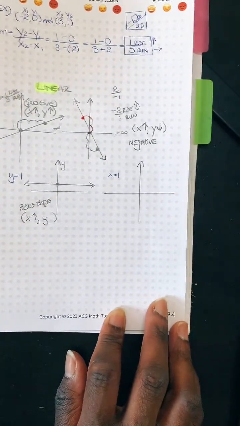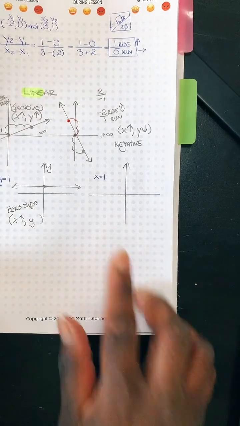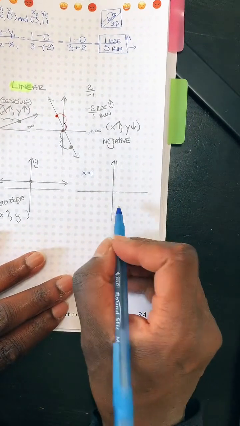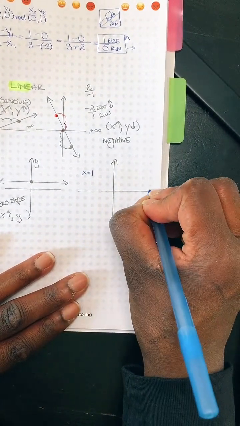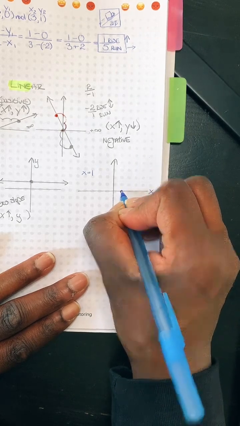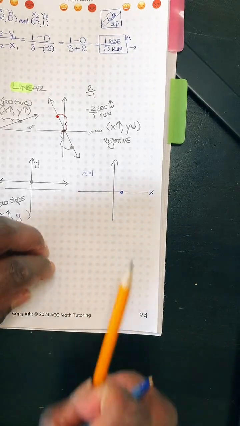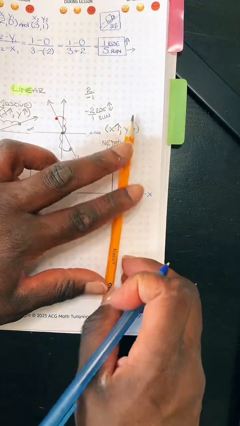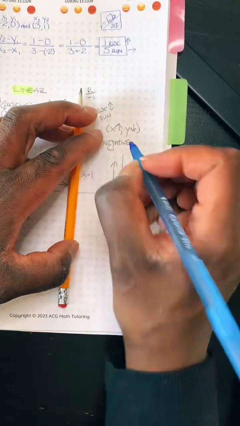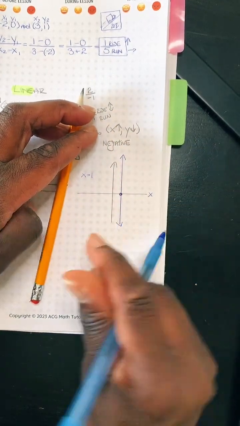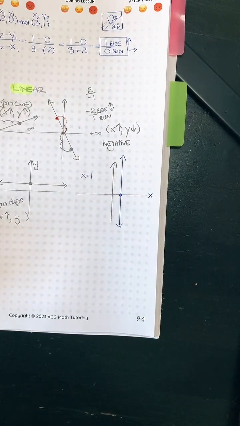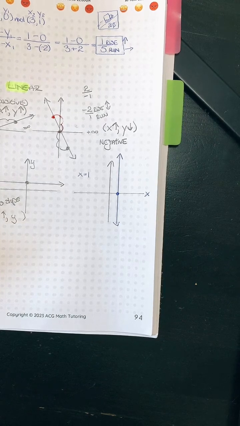All right. So now the last slope is when we have x equals 1. Here's my x-axis right here. And this is when x is equal to 1. And it's not crossing the y-axis at all. It's just going to be straight up and down.